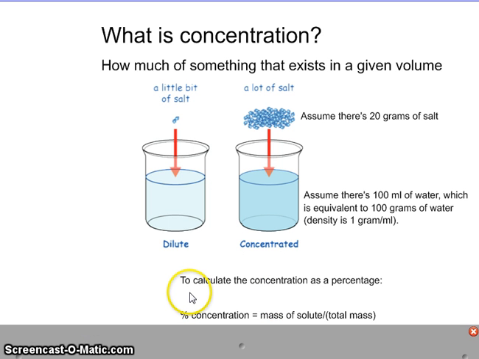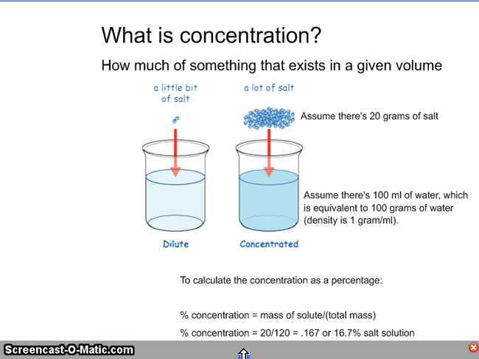So let's begin. To calculate the concentration as a percentage, it's simply a ratio. It's the mass of the solute. We haven't used that word before, but solute is the amount of material that's going to be dissolved in a solvent. In this case, the solute is the salt, and the solvent is the water. We're going to take the mass of the solute, the salt, and divide it by the total mass, that's the mass of the salt and the water in this case.